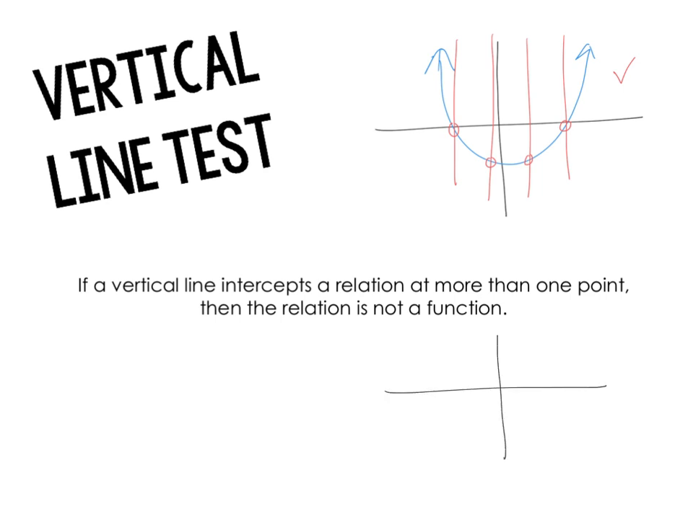However, if we have something that looks like this, and we do our vertical line test, you're going to notice here that we have 2 points of intersection, which means that for that one x value, whatever that x is, we have 2 outputs, 2 y values. So this would not be a function.